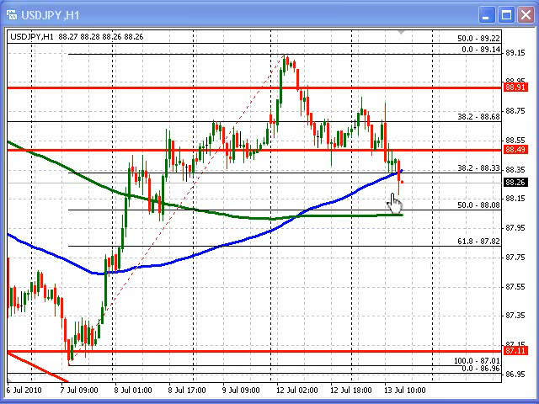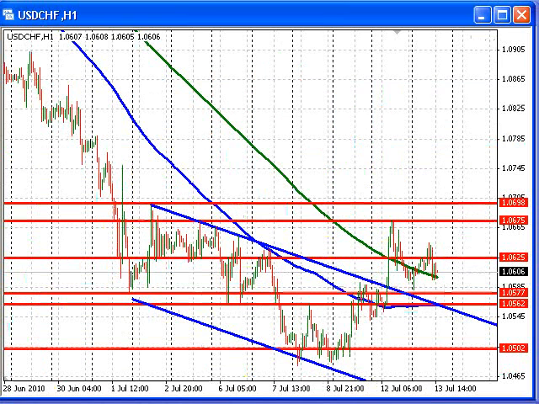If we are able to stay below this level, again, we're going to look for the move down toward the 200-hour moving average, down toward 87.82. That would be the 61.8% retracement of this move to the upside for the dollar versus yen. Let's finally go to the dollar versus Swiss.